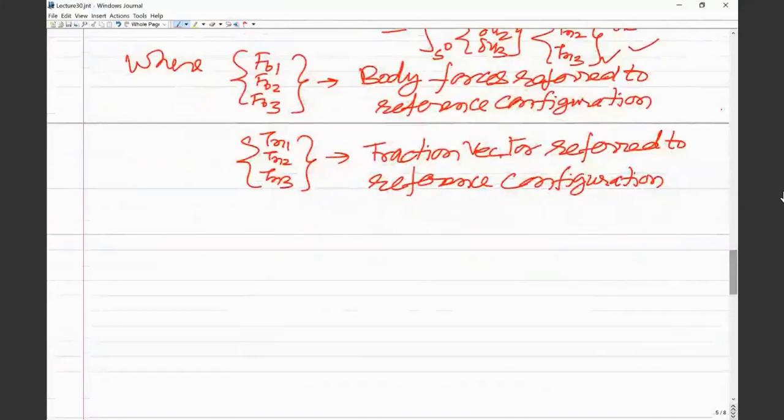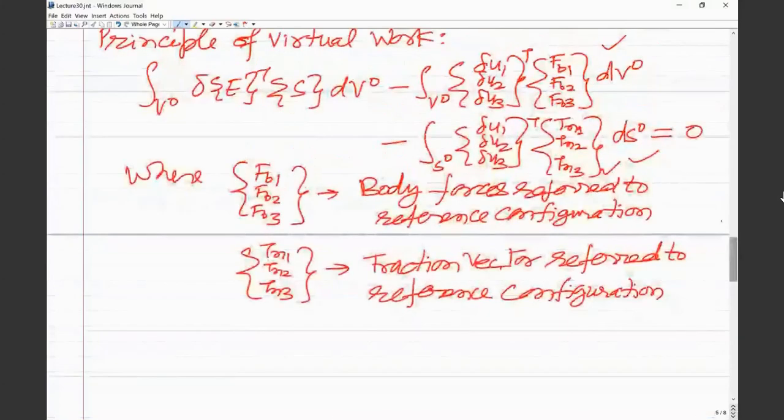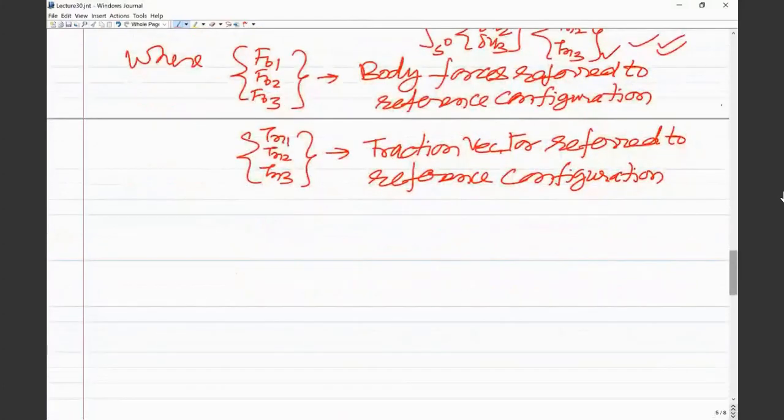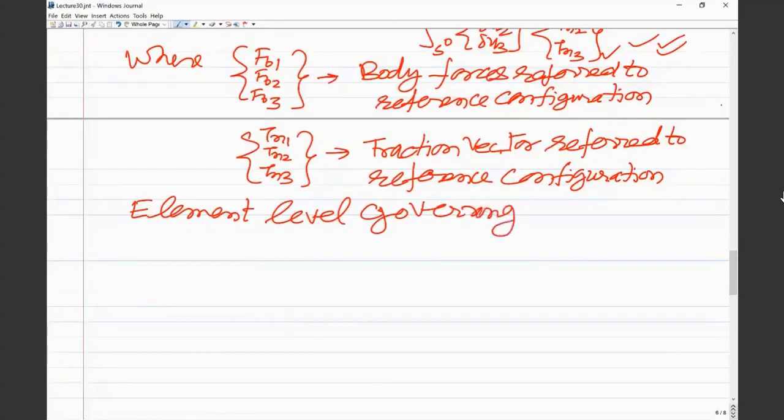Now what I want to do is develop the element level governing equations, and to do that let me work with a general 3D case. From the virtual work statement, how do we develop the element level governing equations? For this you need delta E. If you remember, we have the expressions for the components of the Green-Lagrange strain tensor, and we have to take the variation of the strain components.